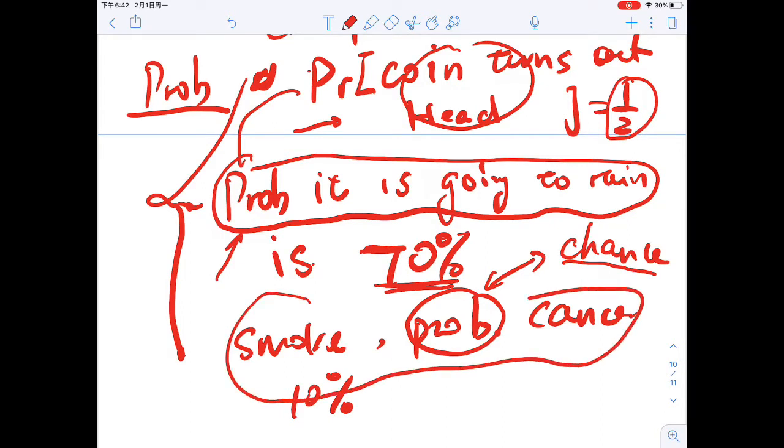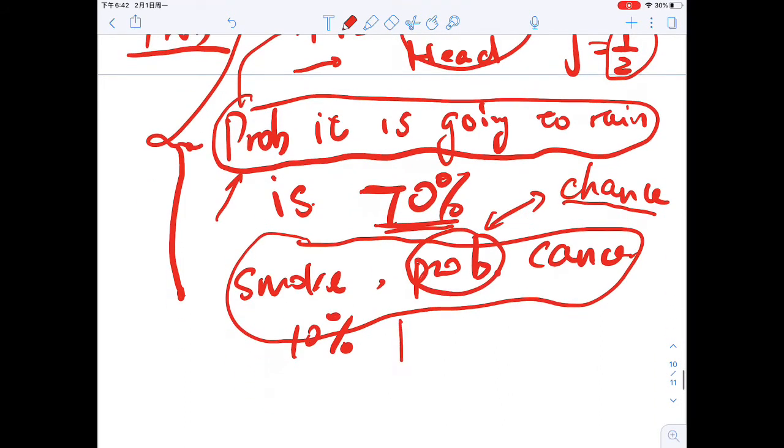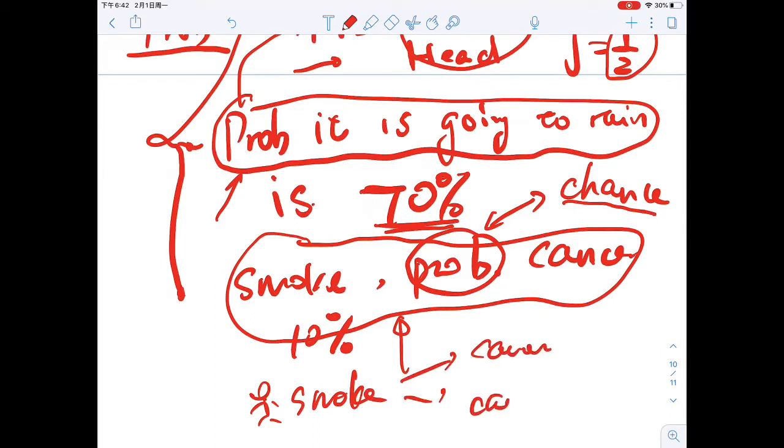The same is equally applicable here. Imagine you are an individual who smokes. There's only one chance: either you get cancer or you don't get cancer. So what is the probability? What do we mean when we talk about probability?